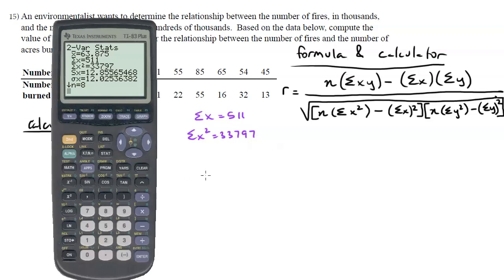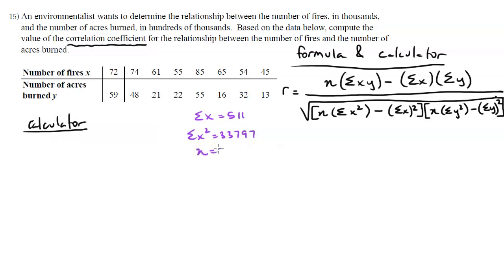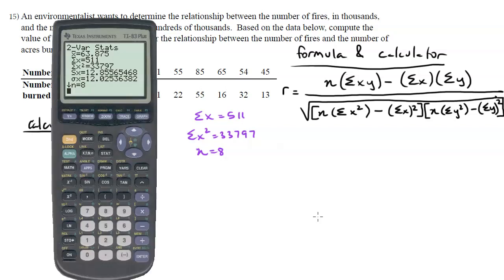They tell me n is 8. I know n is 8 because those are the pairs. I have 8 pairs: 1, 2, 3, 4, 5, 6, 7, 8. Let's see what else we get.